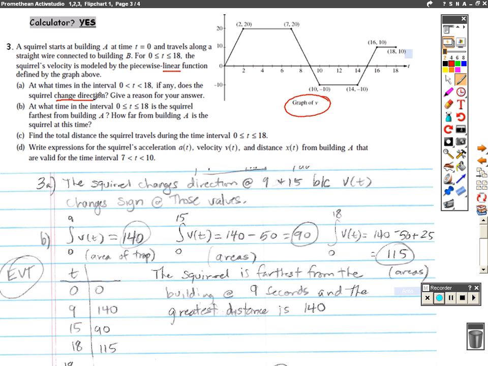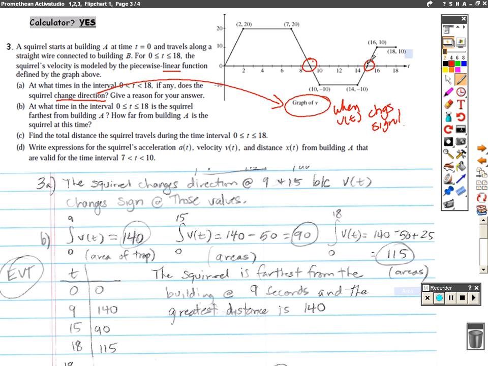Now keep in mind what you have here. We're trying to figure out when the squirrel's changing directions, and we have a velocity graph. And we know that a particle, in this case the squirrel, changes directions when v of t changes sign. So we're looking for a sign change, not just to hit 0. And we can easily and quickly see that the velocity changes sign at 9 and at 15. So you can see in my answer, direction changes at 9 and 15 because velocity changes sign. And so that answer is perfectly acceptable as I have it written.